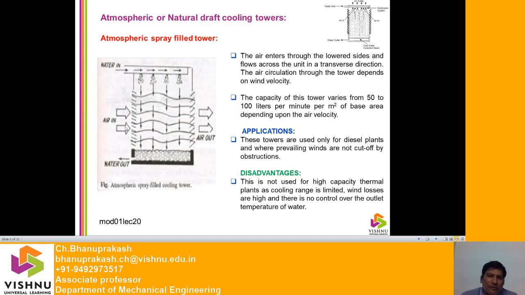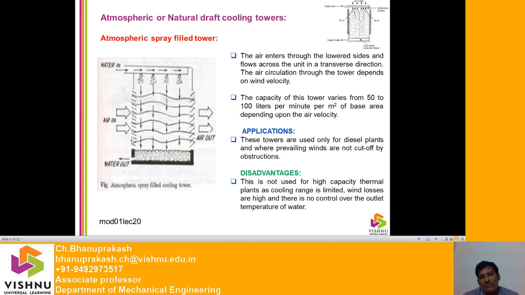The capacity of this tower varies from 50 to 100 liters per minute per meter square of base area, depending upon the air velocity. So what are the different applications here? These towers are used only for diesel power plants. Why only diesel power plants? Where prevailing winds are not cut off by obstructions. More prevailing wind will be available, so this type of tower will be suitable for those particular locations only, where there are no obstructions.